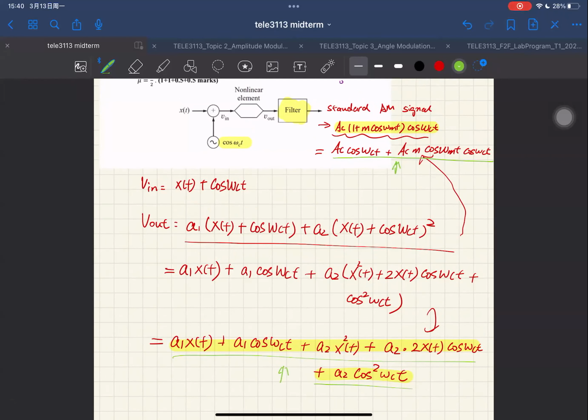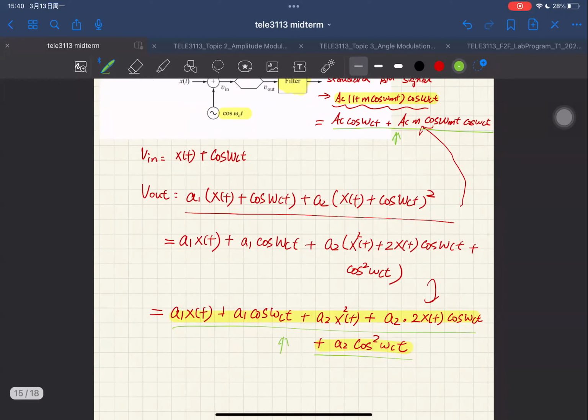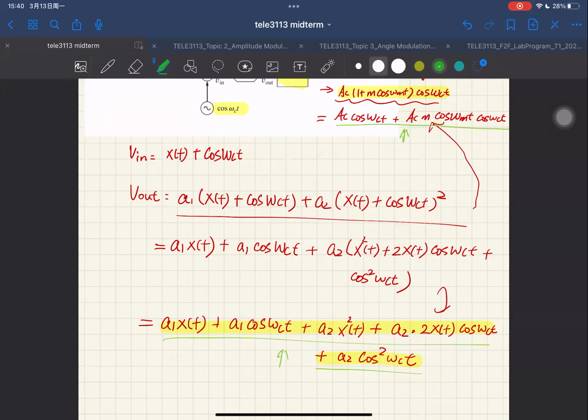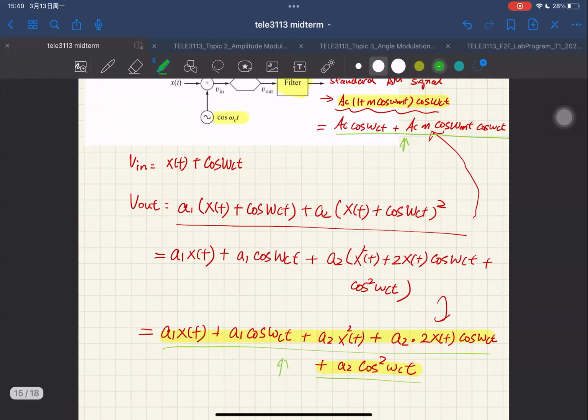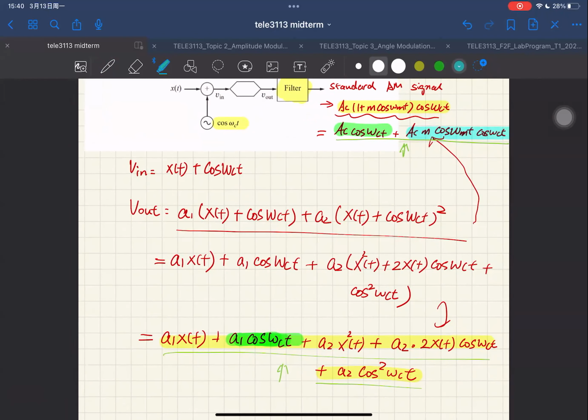We're trying to use this filter to get rid of the component that we do not want, right? So if you try to compare these two terms, which term is the one that we desire? Which of the terms is the one we want? AC cos omega C, these two look similar, right? So this term is the one that we want to keep. And if you're looking at this term, AC times cos omega N times cos omega C, which one looks like that? This one, right?